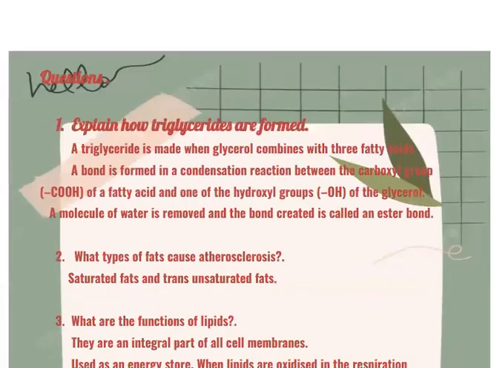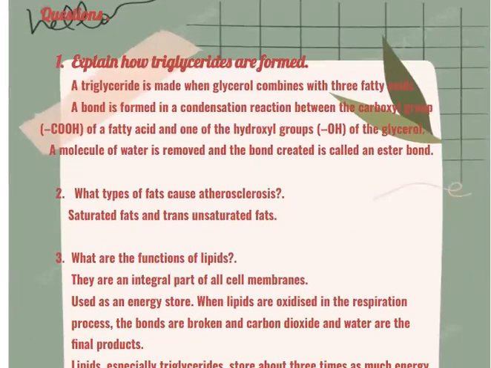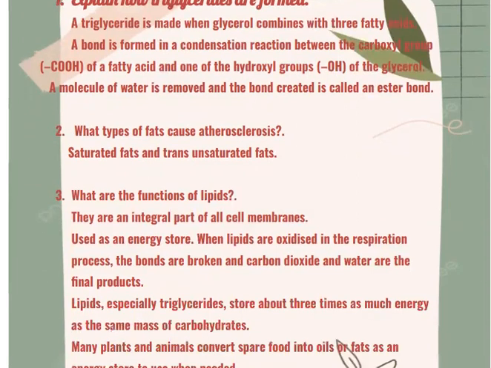Questions. 1. Explain how triglycerides are formed. A triglyceride is made when glycerol combines with 3 fatty acids. A bond is formed in a condensation reaction between the carboxyl group, COOH, of a fatty acid and one of the hydroxyl groups, OH, of the glycerol. A molecule of water is removed and the bond created is called an ester bond.